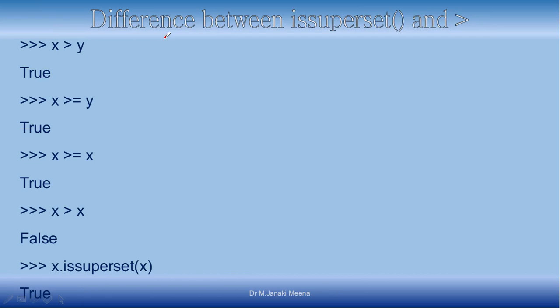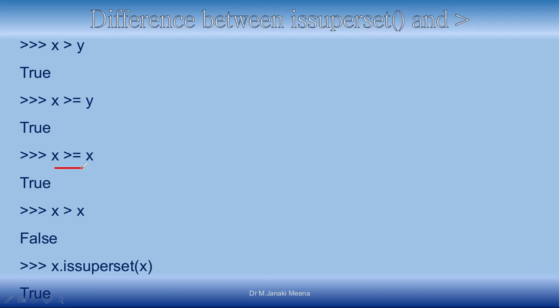So let's just confirm this. Actually X has 5 elements A to E and Y has 2 elements C, D. When I check X greater than Y, true, because X is a superset of Y, and Y is actually a proper subset, so it will return true. Similarly, I can say X greater than or equal to Y. Yes, true. That is also true, because greater than or equal to includes even the case where they are equal, which is not a proper subset, that is when both the sets are equal, right?